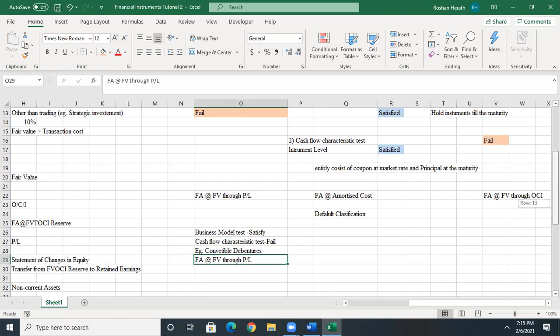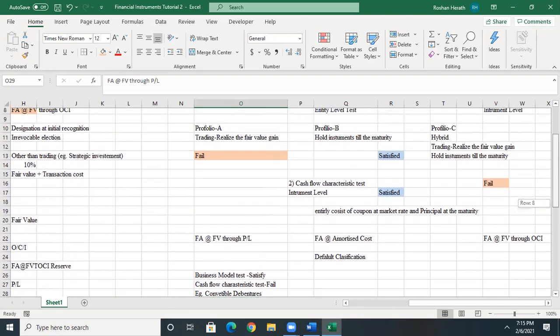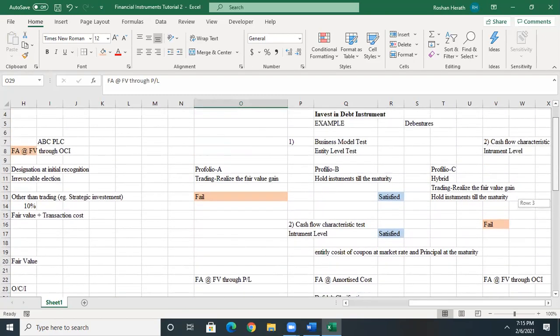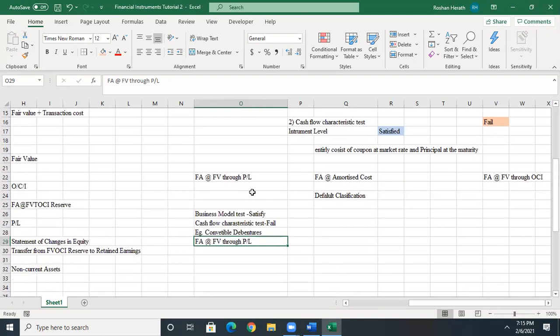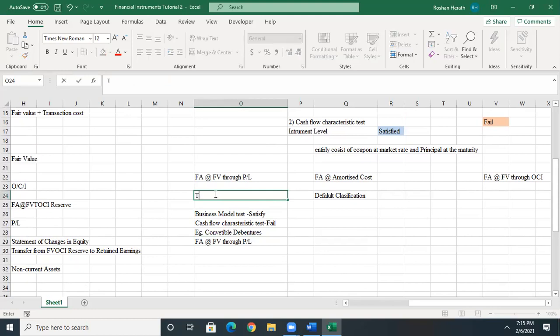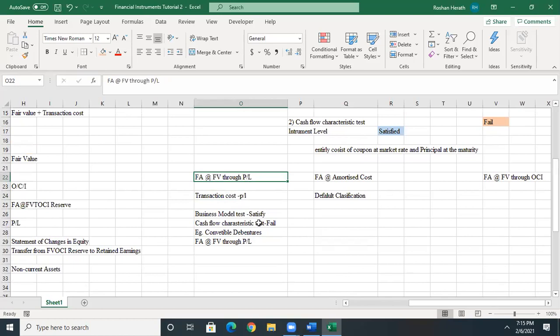Right? So these are the 4 circumstances we need to discuss. The only instance where you charge the transaction cost to the P&L is the financial asset at fair value through profit or loss.